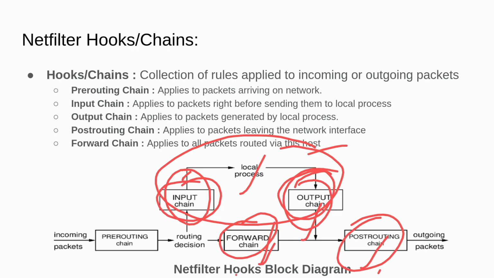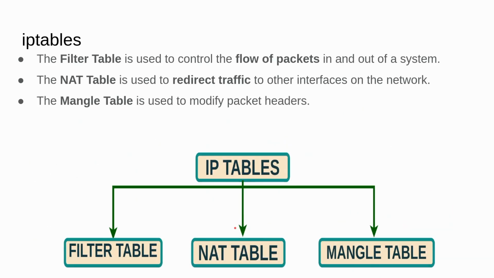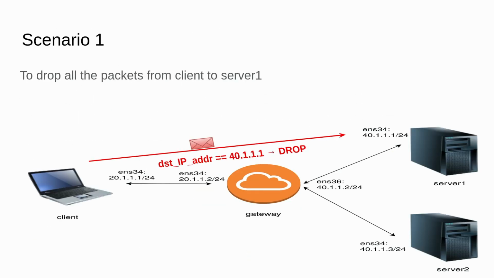So in this case, input and output will be cancelled by themselves. These are meant for the local host only. There is no point in considering post-routing also here, and the best choice is to add the rule in the forward hook. Alright? So let's write the rule, and Sumit will help us to write the rule in the terminal.